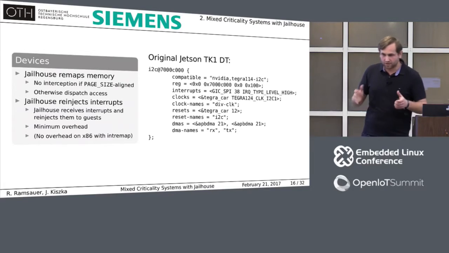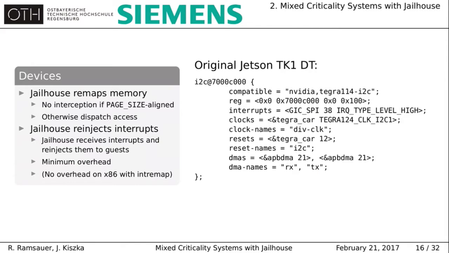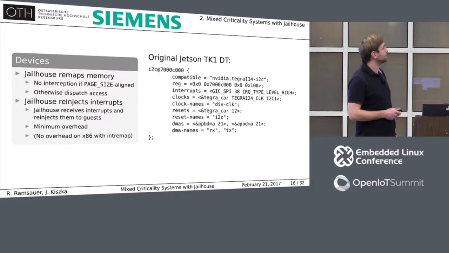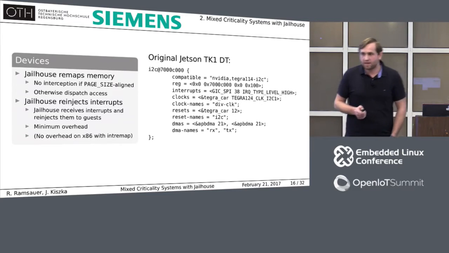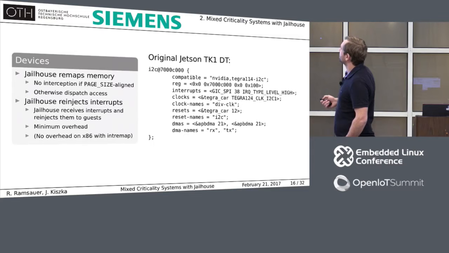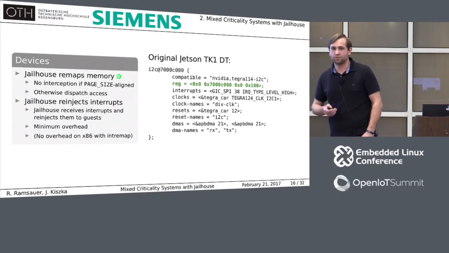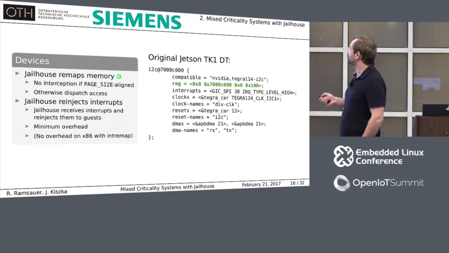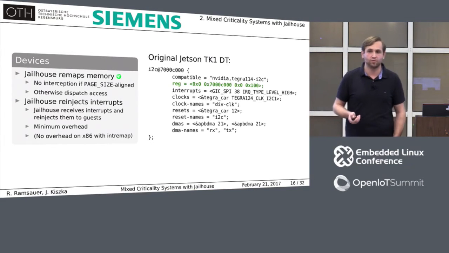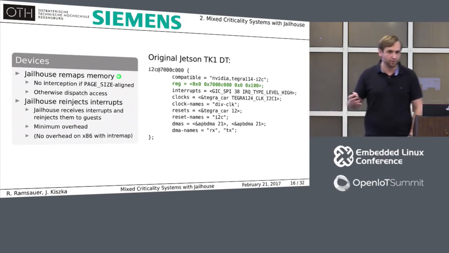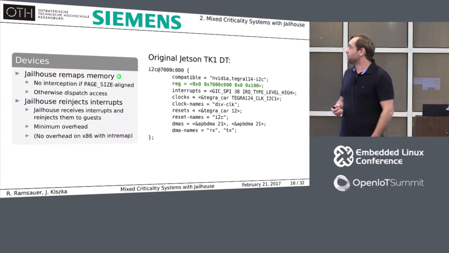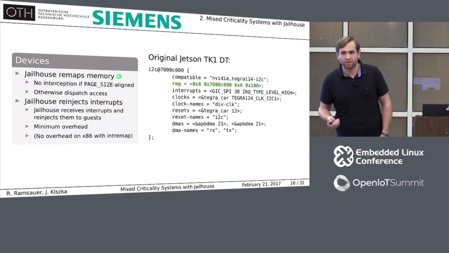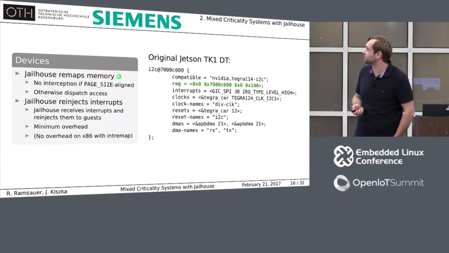So this was already given, and now we want to assign devices to the critical cell, and this is the part where it got interesting. If you look at a device tree of a device, we see that it consists of some memory region, like this one here. Jailhouse already supports remapping that memory region to our critical cell, and if this memory region were aligned to the page size, there would be no need to trap the hypervisor or to intercept. Otherwise, in this case, we need to intercept because this size here is not aligned to the page size.